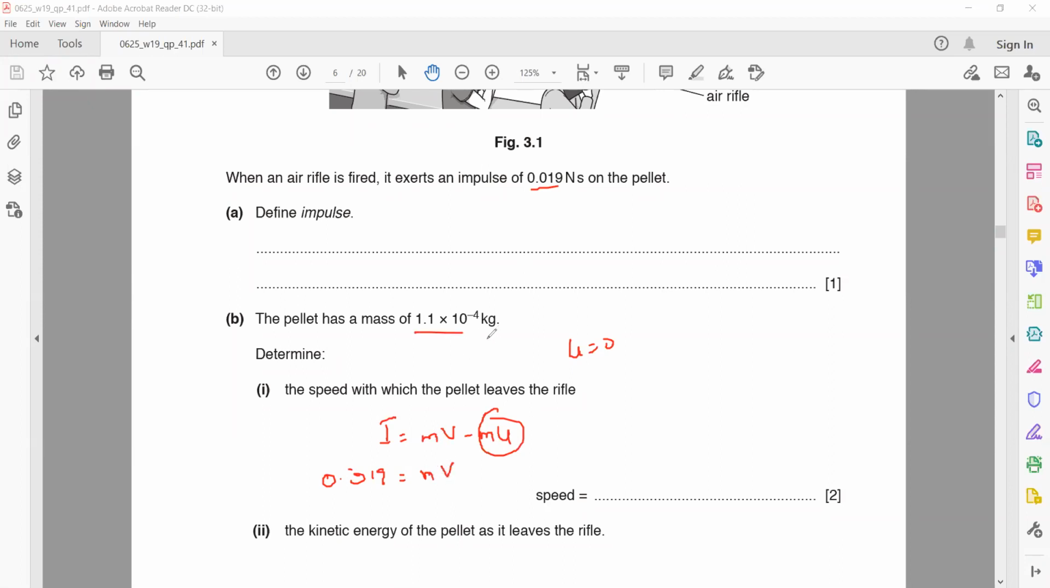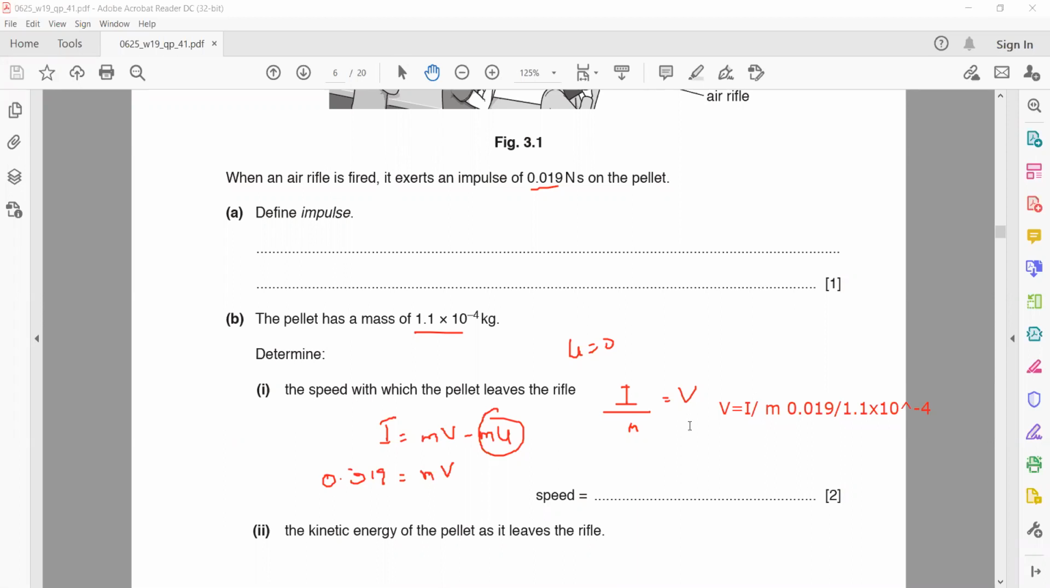So what's the final answer for the speed? 173 meter per second. That is the speed at which this pellet will come out.